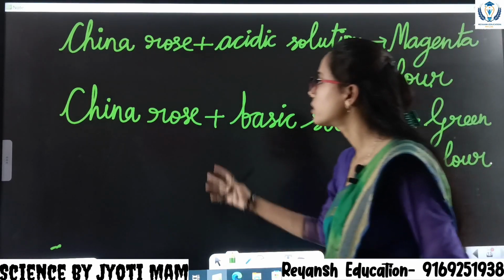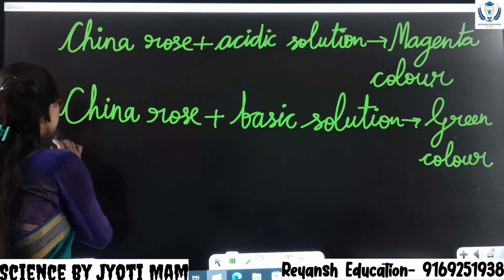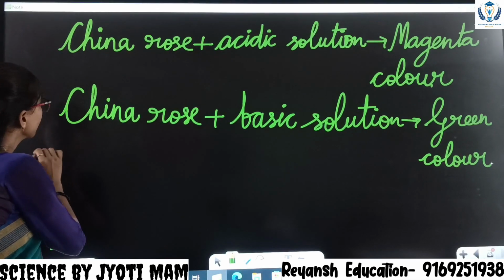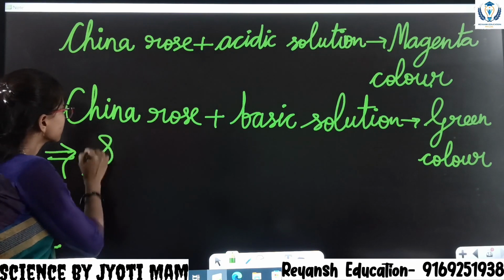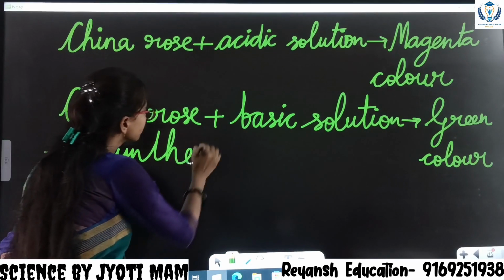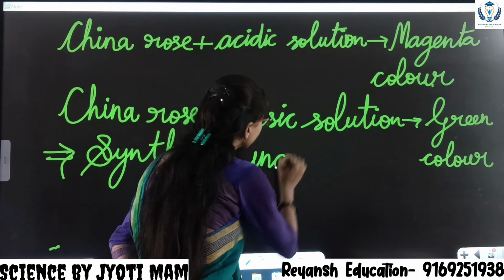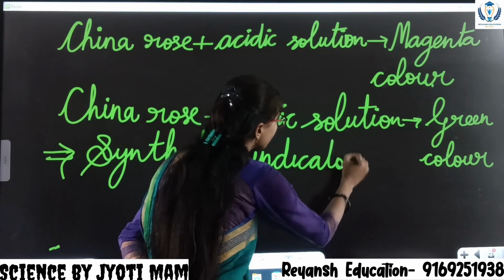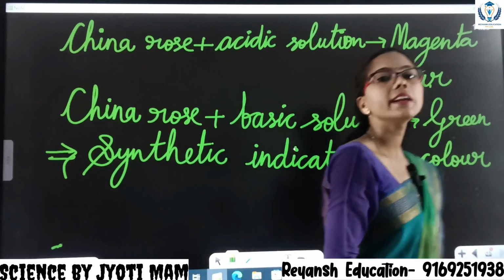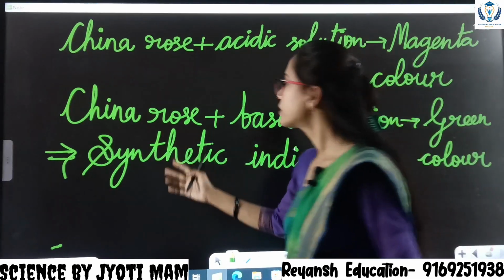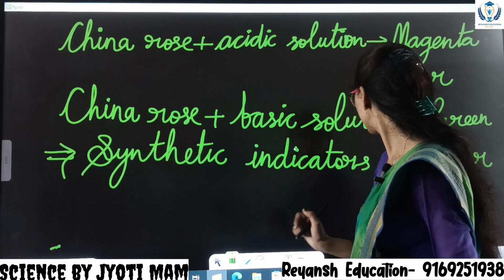So, today we have discussed the natural indicators. Now, next is synthetic indicators. Already I have told you there are two synthetic indicators. The first one is phenolphthalein and the second one is methyl orange.